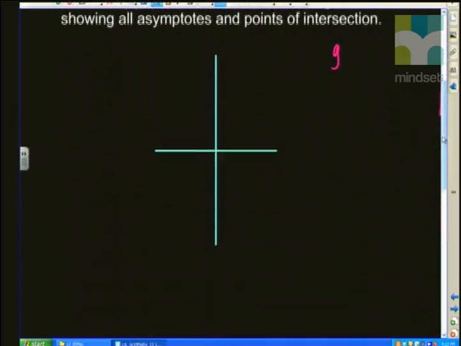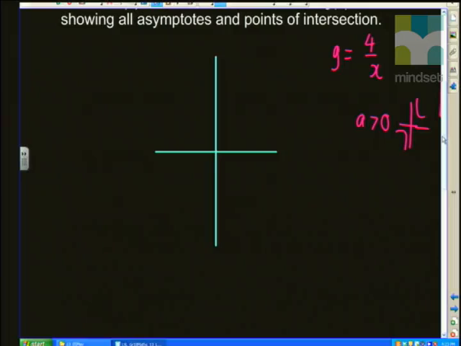g of x is equal to 4 over x. First thing we do, guys, we look at the value of a. We know that a is greater than 0, right? So that tells me, just a rough sketch, if a is greater than 0, your hyperbola is going to fall in the first quadrant and the third quadrant, because that's where the product of your x and y values is positive. So we're going to have graphs within the first quadrant and the third quadrant.